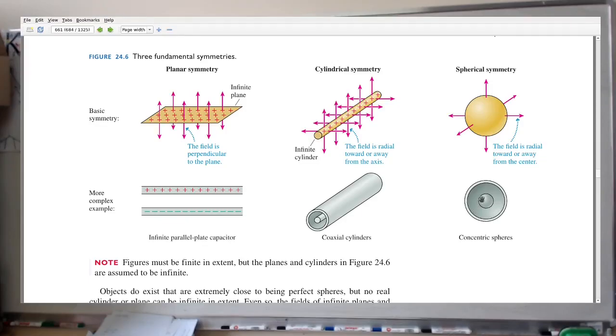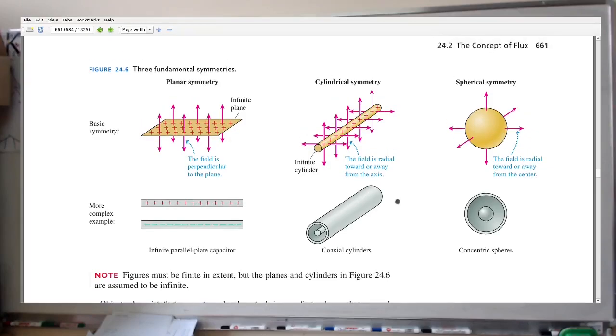Concentric spheres, you'll keep your spherical symmetry, and your electric field lines are always going to be in the radial direction. Okay? So here the electric field lines are perpendicular to the plane because of the symmetries of this problem. Here they are perpendicular to the cylinder, but this one has an infinite cylinder, keep that in mind, and here they are perpendicular to the spherical shells that are concentric with the sphere.